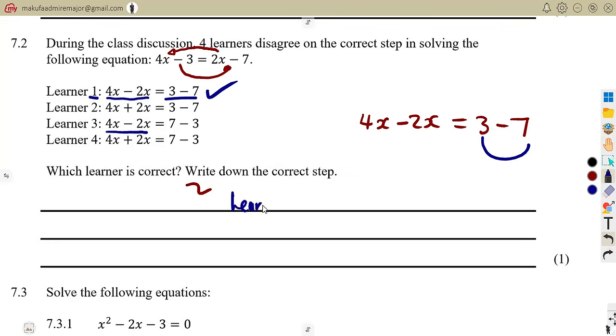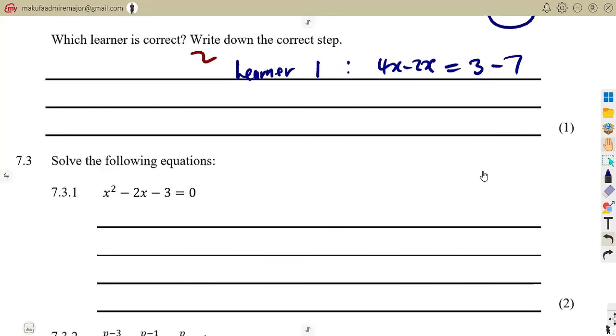So which learner is correct? Learner 1 is the one that is correct, with the step that we are having here of 4x minus 2x, which is equal to 3 minus 7. So that is what we have.